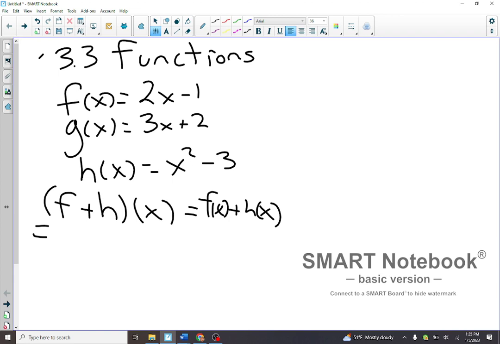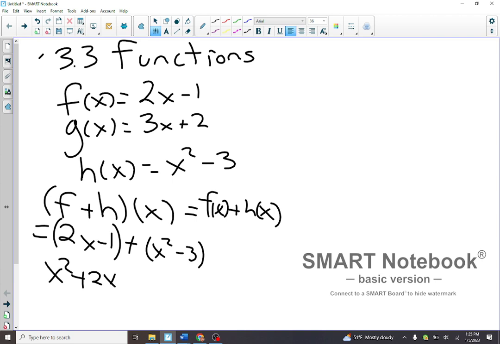So then, with that in mind, you're going to plug that in. 2x minus 1 plus x squared minus 3. Combine like terms. We did this last test or 2 tests ago. You just combine like terms if possible. X squared plus 2x, negative 1 minus 3, minus 4. You do not need to factor. Don't factor. No need to do that.